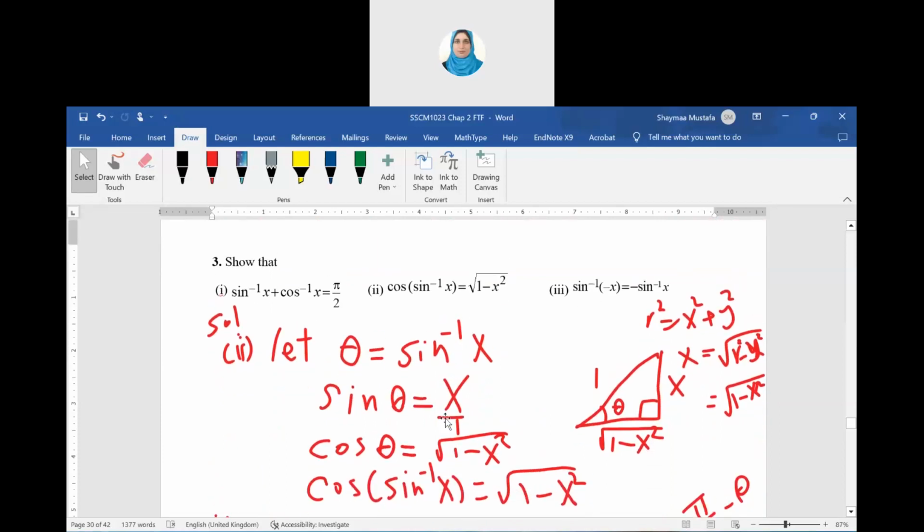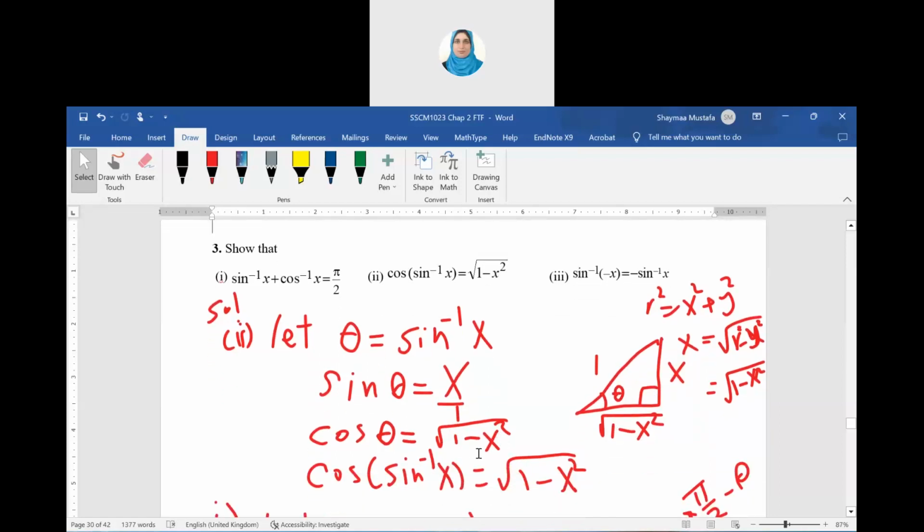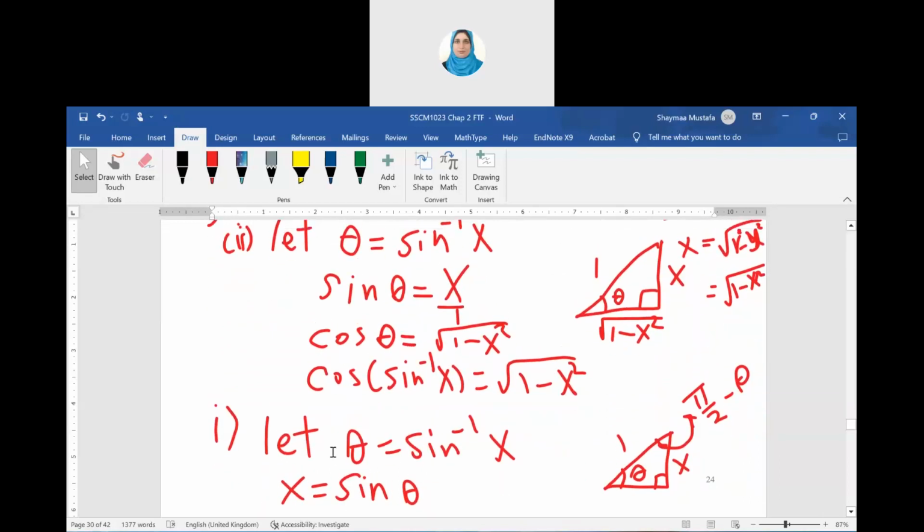And for the second one, it is similar, but here, instead of calculating the cosine for this angle, I calculate the cosine for the same angle. For the same angle, it is 1 over the square root of 1 minus x squared. So the two proofs are similar.